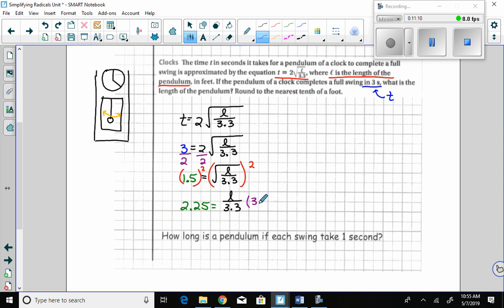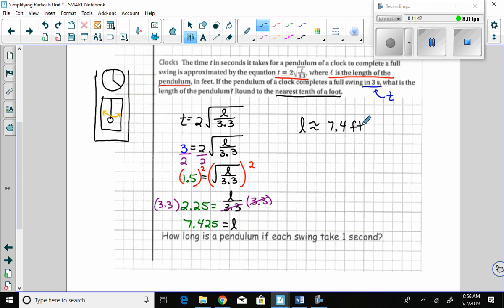So I'm going to multiply both sides by 3.3. Those two cancel. And I end up with 7.425 is the length. And it's said to round to the nearest tenth of a foot. So I'm going to say that the length is approximately 7.4 feet.